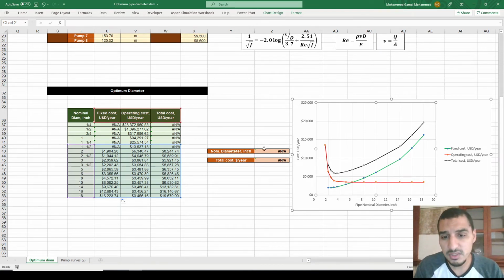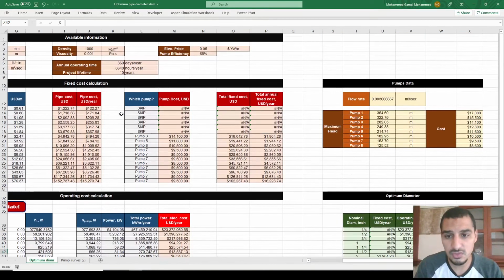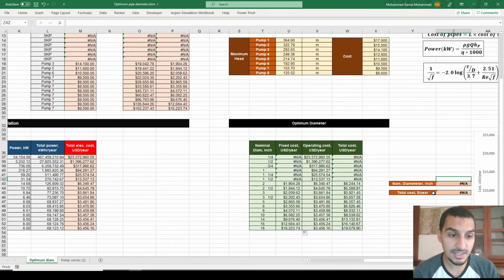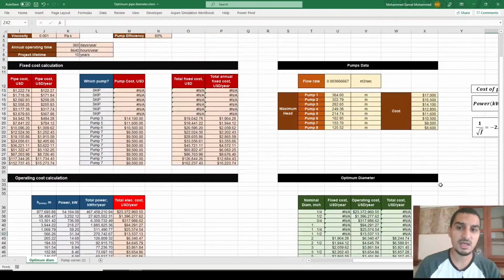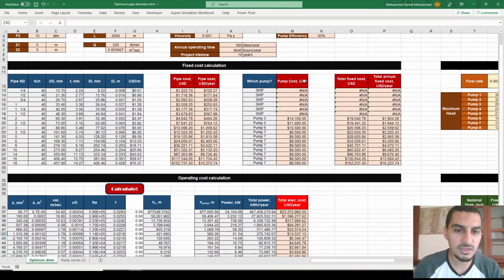I have a problem here, because I have errors that showed up starting from the pump cost, because the VLOOKUP cannot find the skip as one of these entries here. I have to find a solution, because it cannot calculate the nominal diameter and the total cost from here. And this is something that I mentioned before, that I don't need to worry anymore about this because it's going to calculate it automatically. And I personally do not like to find the errors here. If I find an error, I feel bad about it.